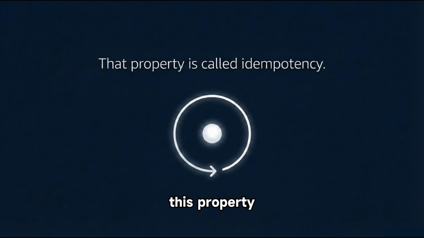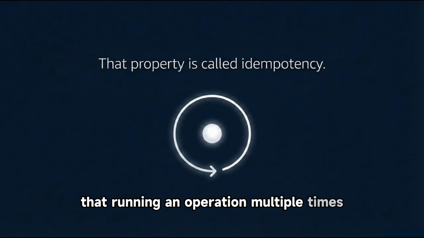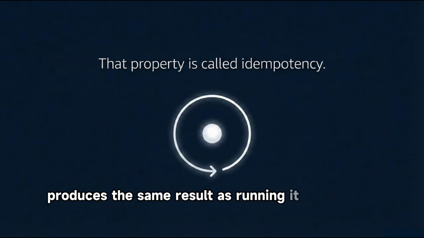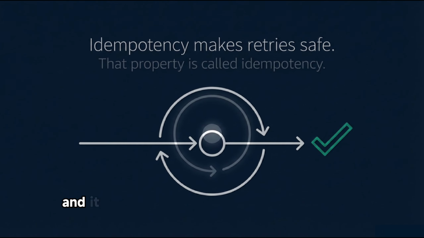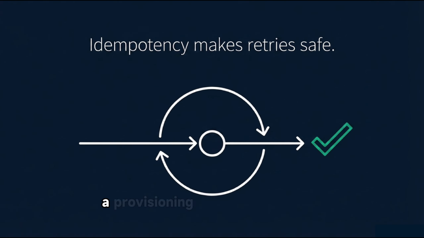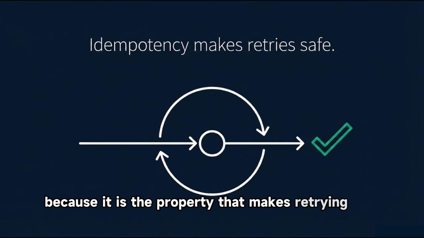This property, that running an operation multiple times produces the same result as running it once, has a name. It's called idempotency. And it is one of the most important properties a provisioning operation can have, because it is the property that makes retrying safe.